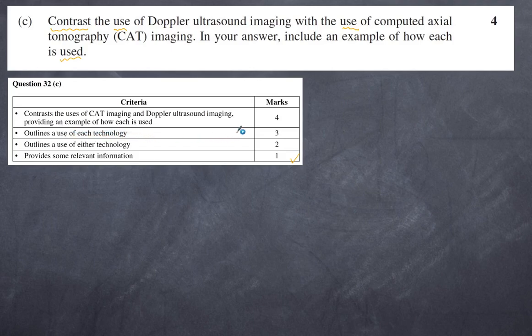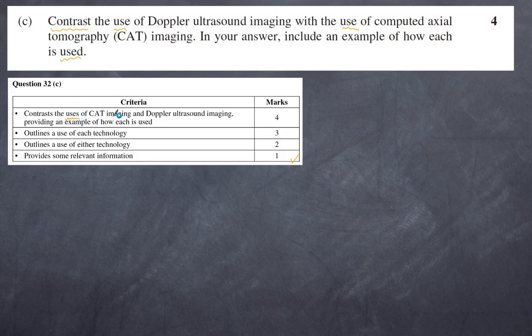Do you remember what I said about contrasting the differences between the Doppler ultrasound and normal ultrasound? Well, if a student were to discuss ultrasound alone to produce, let's say, a baby image, and then talk also about CAT scans produce breakages and bones, how many marks would they get? 2, because they're not outlining the use of Doppler ultrasound. In order to get 4 though, they need to contrast the uses.